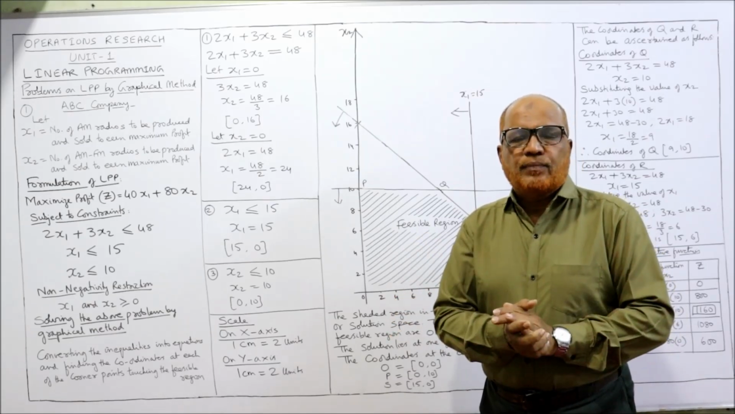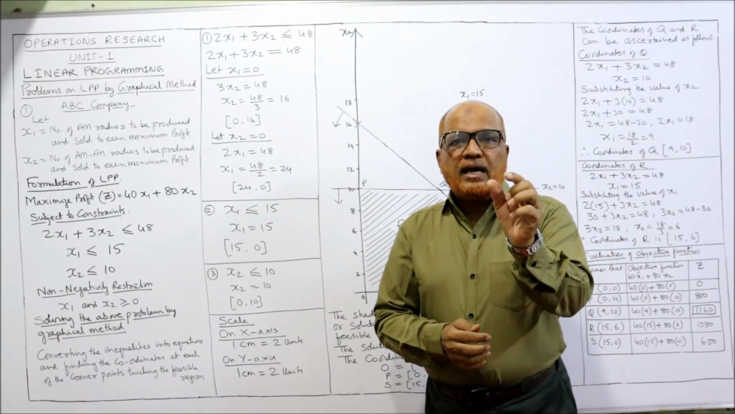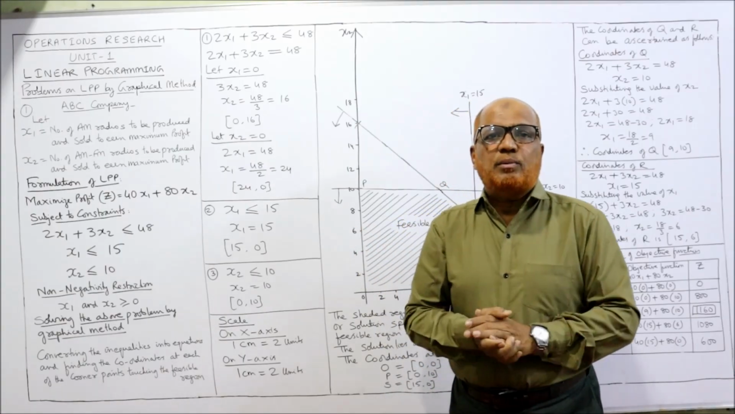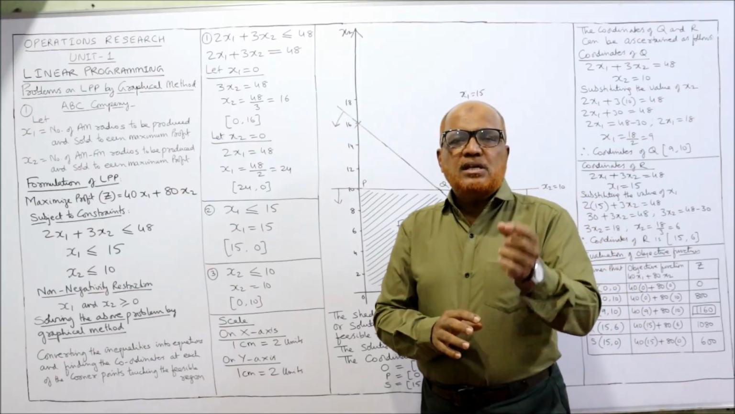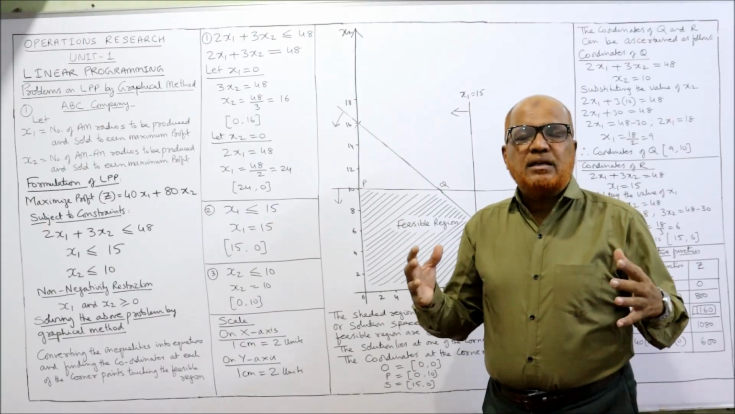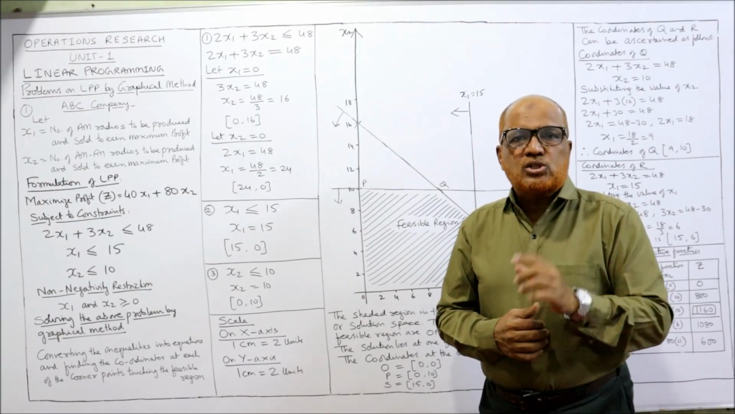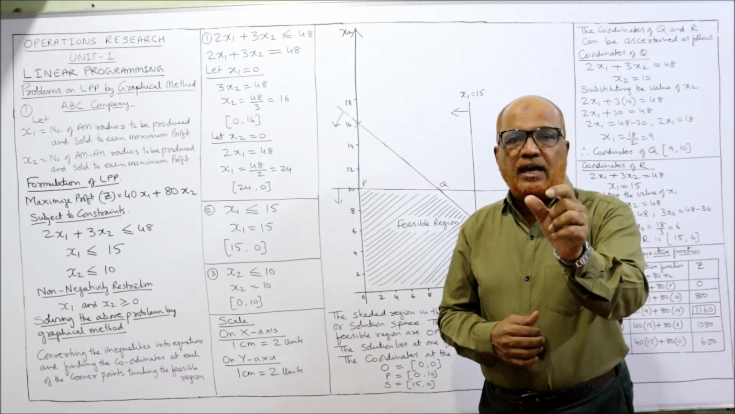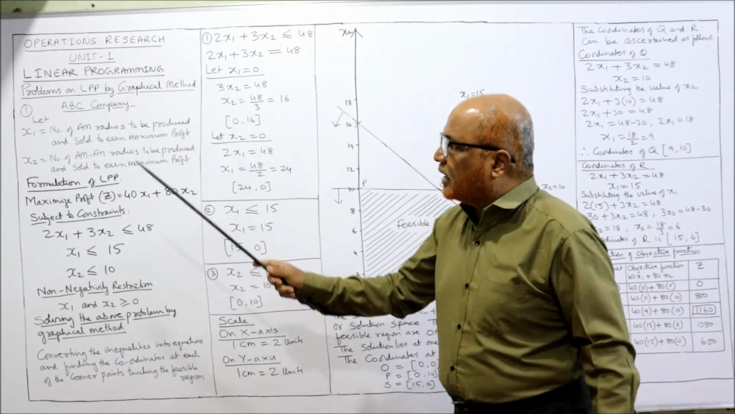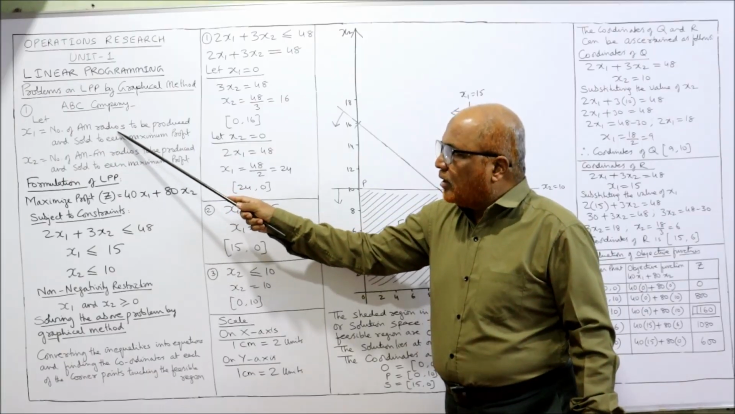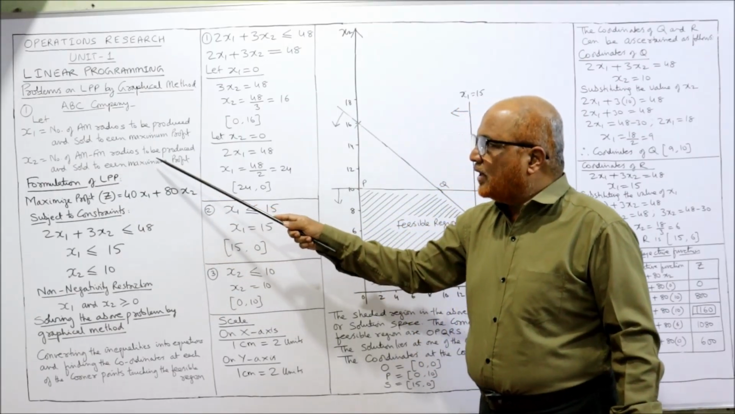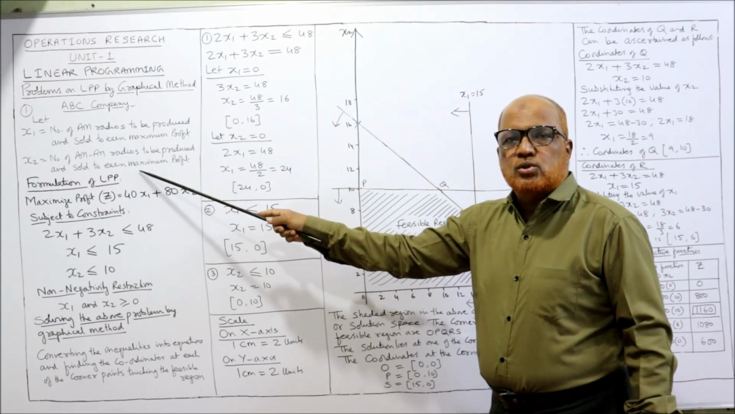Now how to proceed? First, we suppose X1 is the number of AM radios to be produced and sold to get the maximum profit, and X2 is the number of units of FM radio to be produced and sold to get maximum profit. So X1 and X2 are the number of units of AM radio and FM radio to be produced and sold. That is the first assumption we have to make.